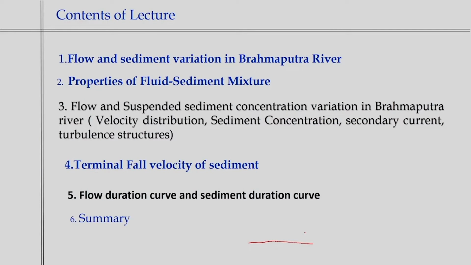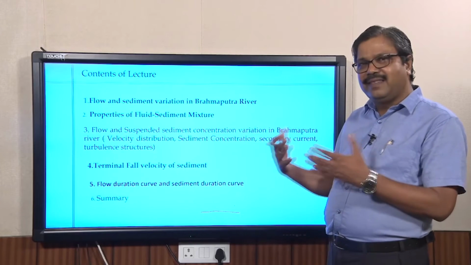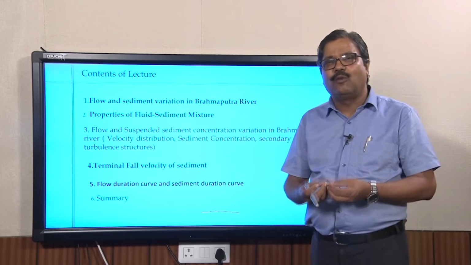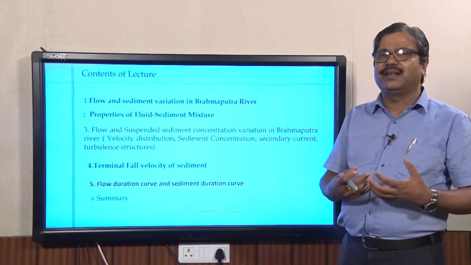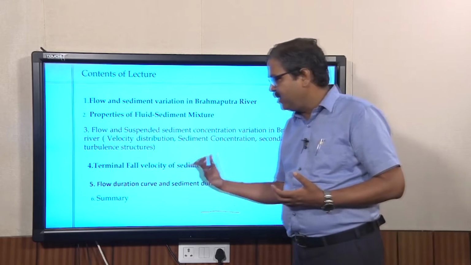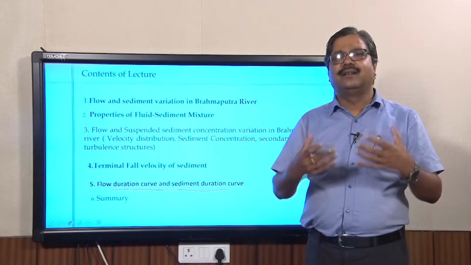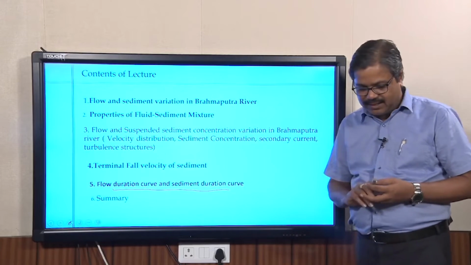Again I will come back to river scales to show how flow and suspended sediment concentrations vary. Then we'll look at what the terminal velocity of sediment particles would be, theoretically as well as combined with experimental results. Then, very interesting, today we'll talk about flow duration curve and sediment curve analysis at the river reach scale. Then we'll conclude these lectures.